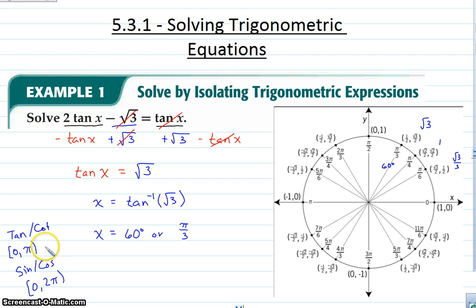And that has to do with the periods. If you remember, tangent and cotangent have a period of pi units. So we pretty much cover all solutions from 0 to pi. But sine and cosine, their periods are 2 pi long, so we're always going to go over the interval from 0 to 2 pi. Okay? So that's our answer.